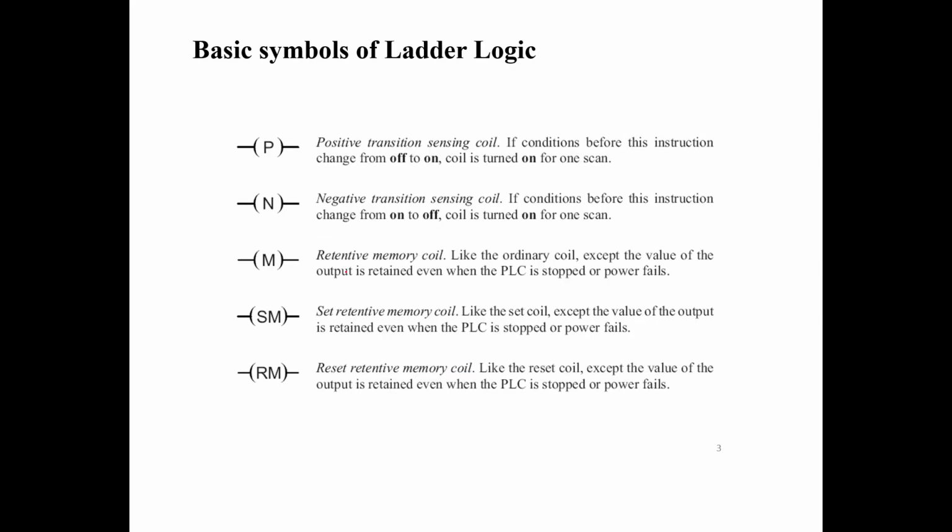You have a positive transition detecting coil, meaning when the rung goes from true to false, only during that time it will be turned on. And you have a negative transition sensing coil as well. Retentive memory coil and set retentive memory coil are not so common, so you can ignore these for the time being.